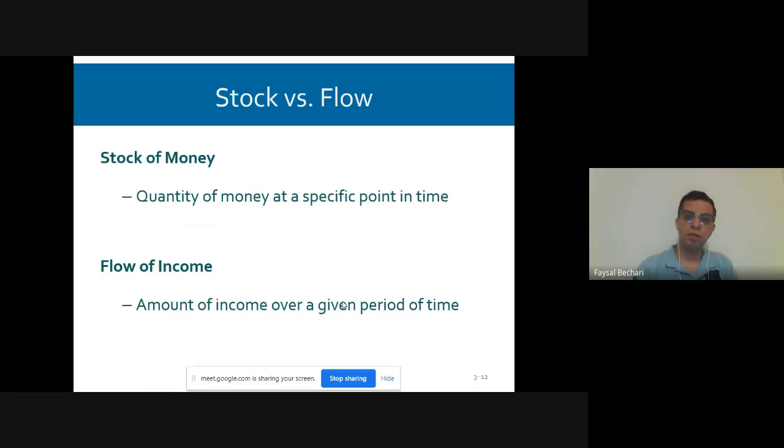Now, stock of money is the quantity of money at a specific point in time. The way people look at money, some look at it as a commodity, and some look at it as a tool of trading. But money is also considered to be a commodity. So stock of money is the quantity of money at a specific point, and the flow of income is the amount of income over a given period of time. So 1 year, 1 month, or 1 week is a flow of income.